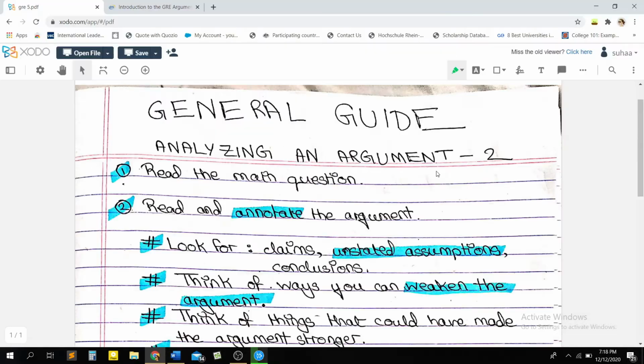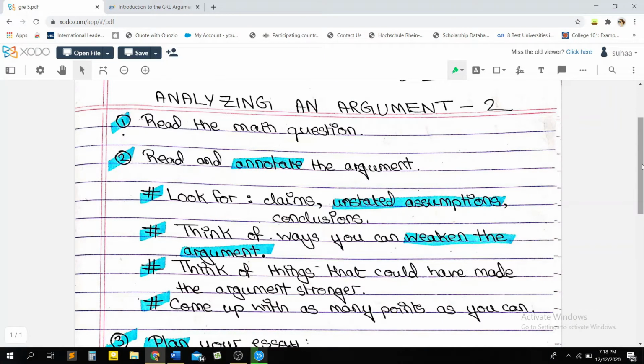Next, you have to read and annotate the argument. So the argument is the big passage that you saw just a few minutes ago. You're going to have to annotate, means comment on the argument a lot. You're going to get a pen and a pencil and a paper in the GRE for you to make notes. So what you're going to do is find the assumptions in the passage, the argument, the claims in it.